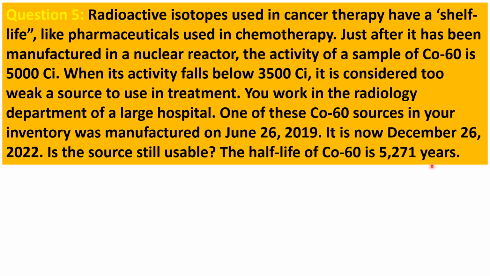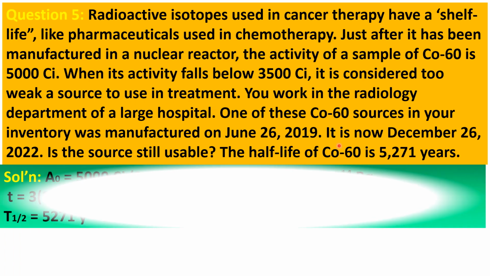Alright, so the solution to this problem is for us to determine the new activity after a given time has elapsed. The original activity in Curie is given as 5,000 Curie. So what will be its new activity 3 years and 6 months after? Is it still above 3,500 Curie? Because when it is below that activity level, 3,500 Curie, we say that it is already not usable because it is already weak as a source to use in cancer treatment.